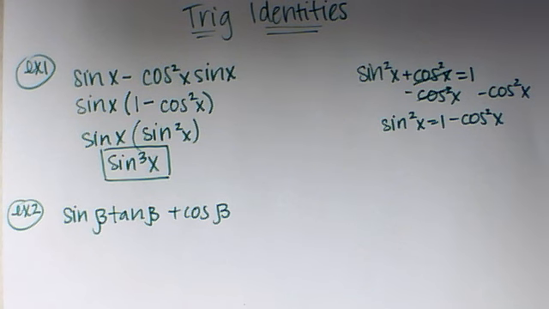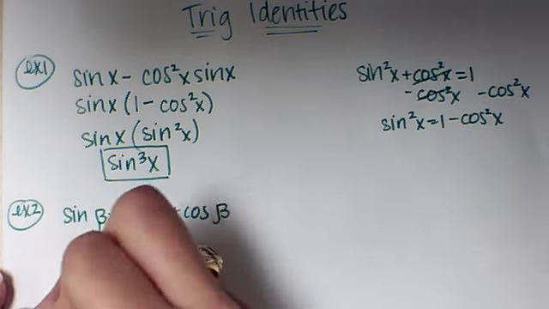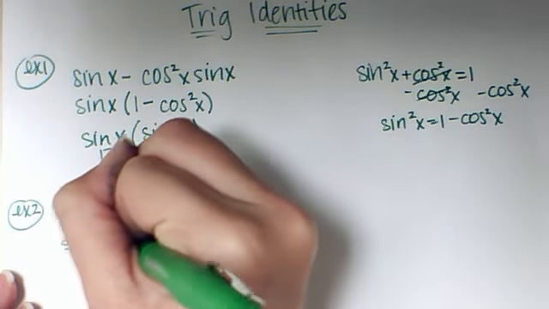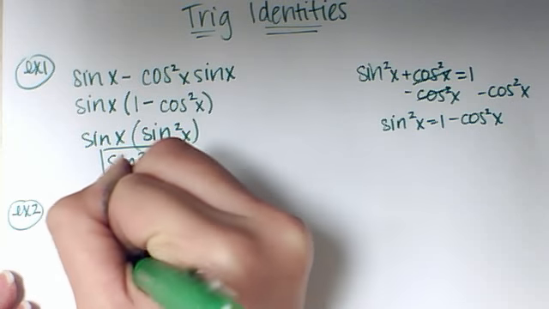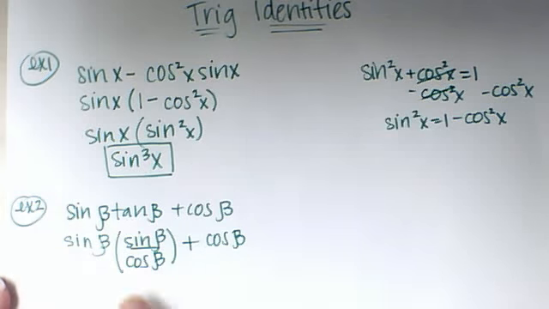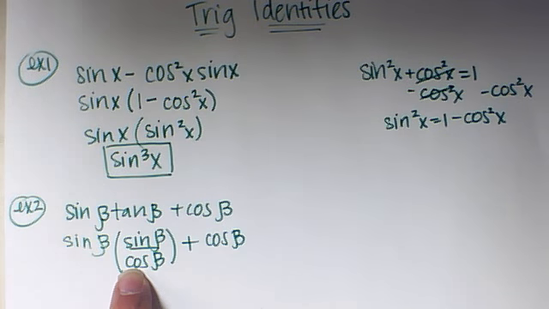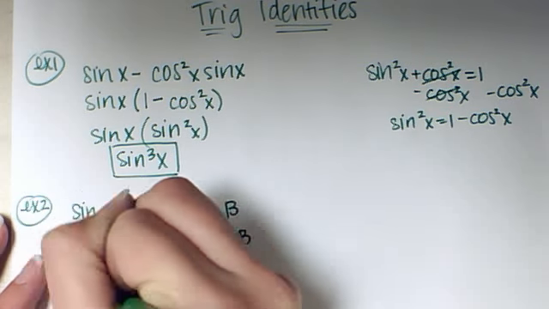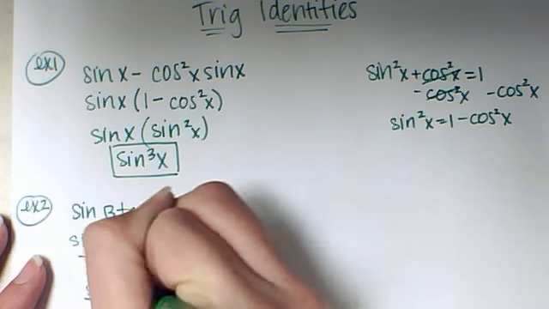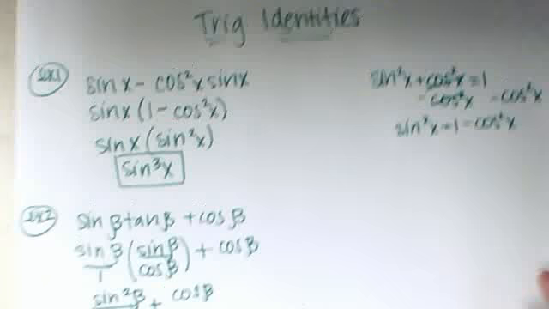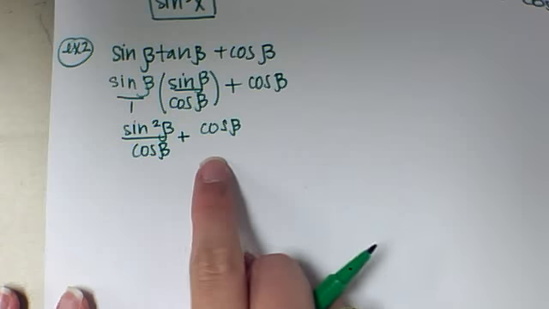We know from our green foldable from a long time ago that the relationship between tangent and sine and cosine is that tangent is sine over cosine. So I can replace tangent with sine over cosine. When I do that, I've got this fraction here. If I multiply that out, I've got sine of beta times sine of beta, which is sine squared beta over cosine of beta, plus cosine of beta. Now I've got something that's a fraction and something that is not a fraction. I want to add them together.